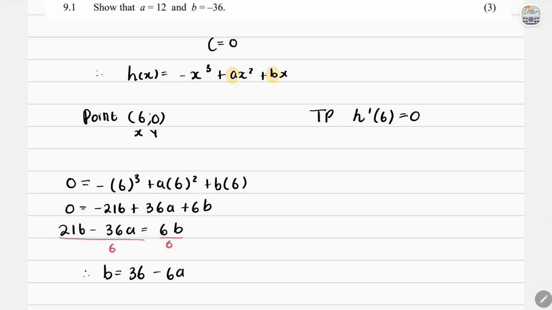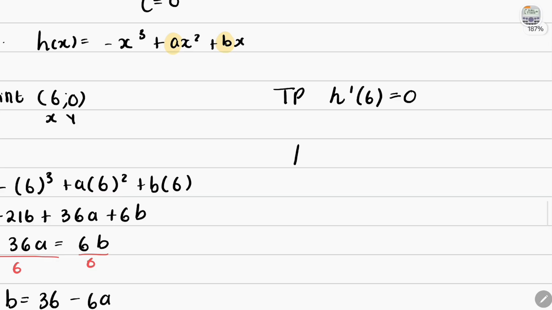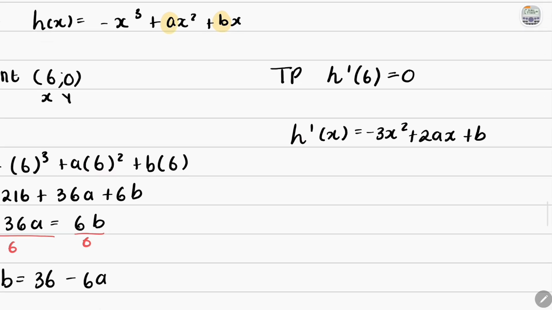So how do we find the gradient of this function? We find that by deriving it. So we're going to derive h of x. Now we get h prime of x is equal to, coefficient times exponent, so that is negative 3x squared, then plus 2ax, exponent minus 1, and then plus b, and the x will fall away because exponent minus 1 is 0, anything to the power of 0 is 1.